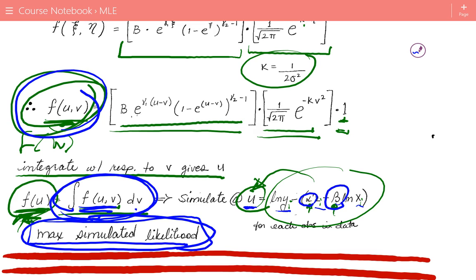So this finishes up this session of the maximum likelihood lecture, and the next session will cover the properties of the maximum likelihood estimator itself.